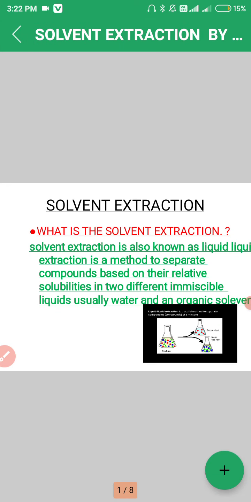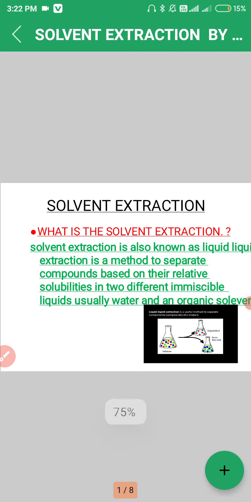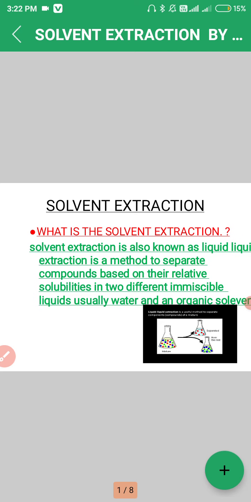Solvent extraction is nothing but a separation. Solvent extraction, also known as liquid-liquid extraction, is a method to separate compounds based on their relative solubilities in different immiscible liquids, usually water and an organic solvent. This is the definition of solvent extraction.